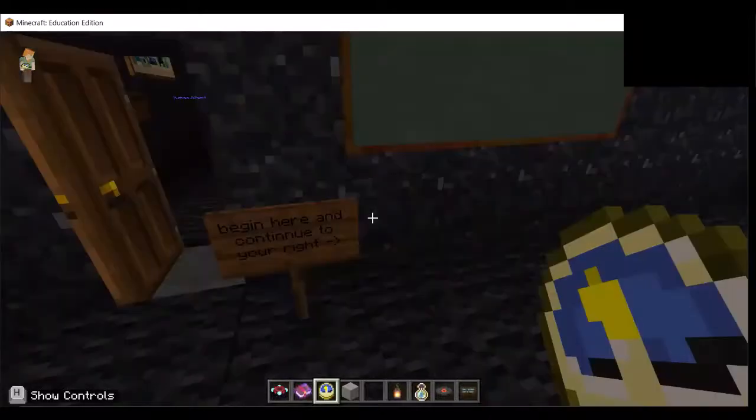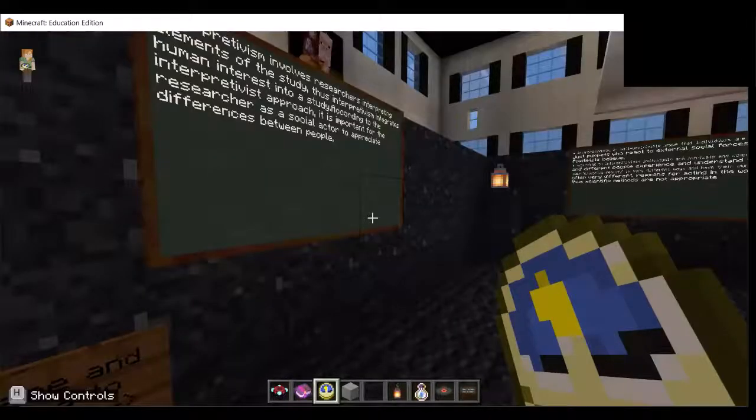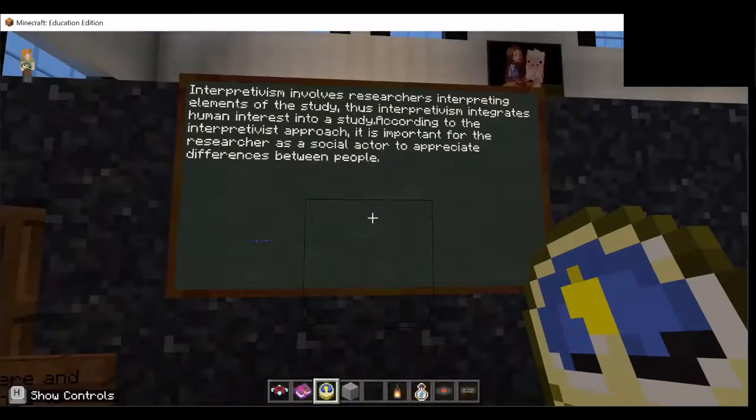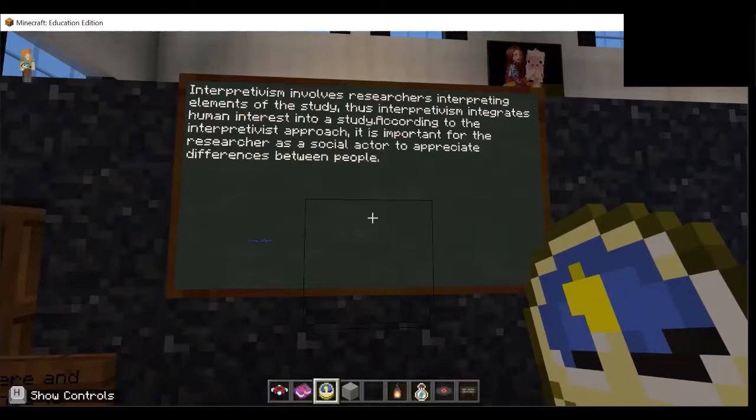There's a post here that tells us that we should begin here and continue to our right. Okay, so let's see what is interpretivism. Interpretivism involves researchers interpreting elements of the study. Thus, interpretivism integrates human interest into a study. According to the interpretivist approach, it is important for the researcher as a social actor to appreciate differences between people. So this is a more subjective outlook towards reality, towards your research object. An interpretivist view is based on people and how different people interpret their different realities.